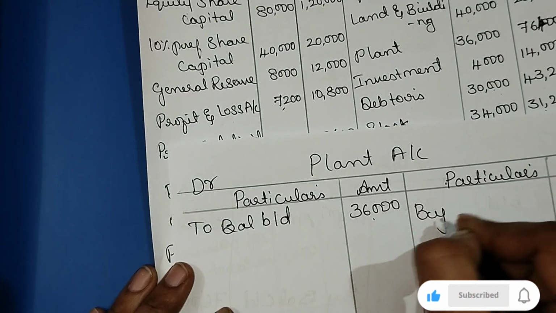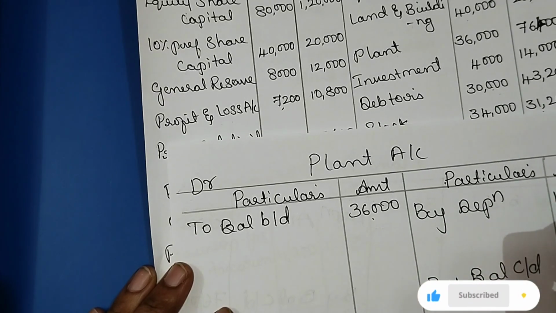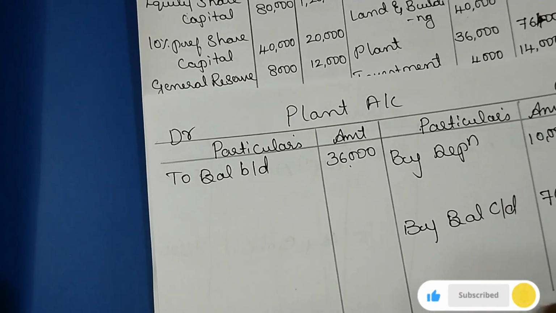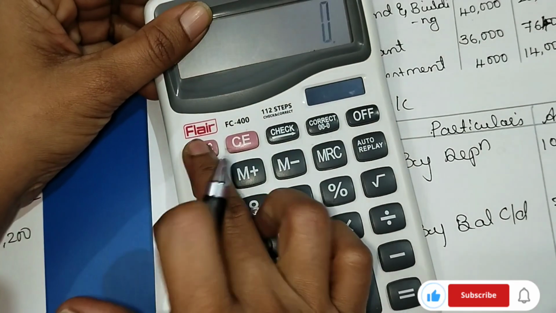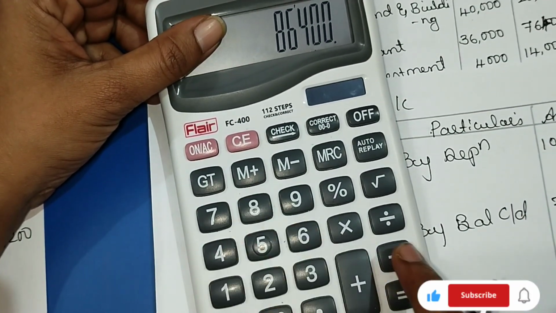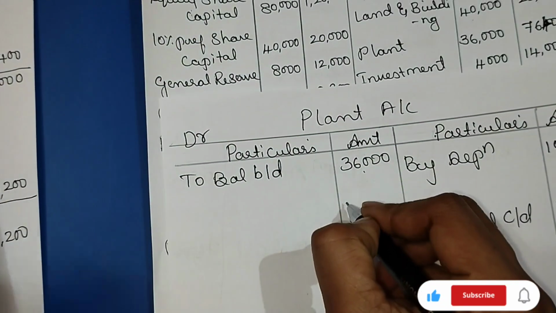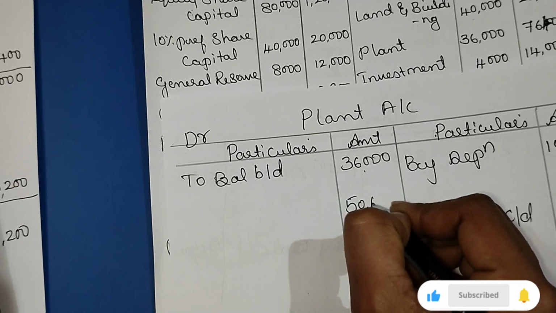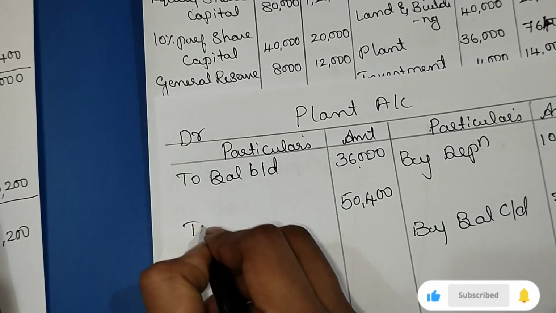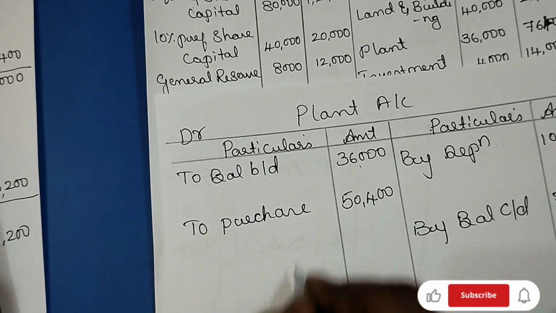Depreciation is given by depreciation. Amount is 10,000. What is the difference amount, the balancing figure? Here the balancing figure is from 76 plus 10, 86,400 minus 36,000. 50,400 is the balancing figure. Whenever you have a balancing figure on your debit side, then this will be considered as a purchase. Purchase account.